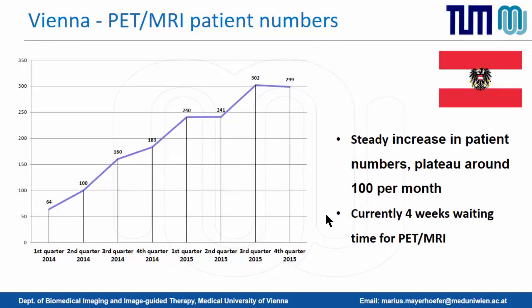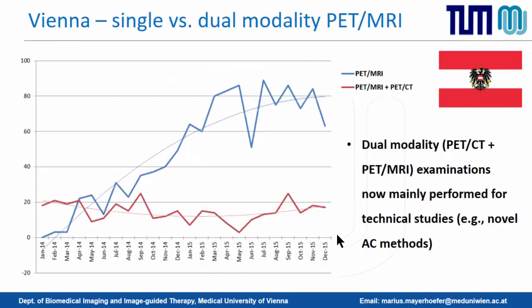So, of course, when we started, beginning of 2014, numbers were rather low. We have seen a steady increase in the patient numbers. We now have a plateau around 300 per quarter, so 100 per month. We don't think that, at least with our present protocols, we can go much lower. So when we started, we actually had to lure the clinicians into sending us patients for the PET-MR because they didn't yet know the technique. But now we already have a 4-week waiting list for PET-MR, so it's well accepted.